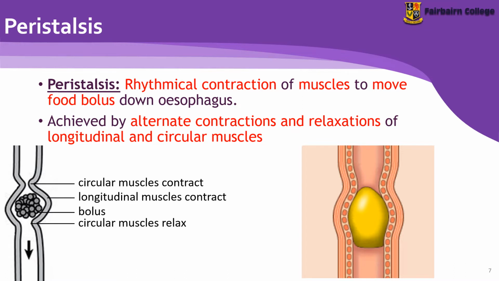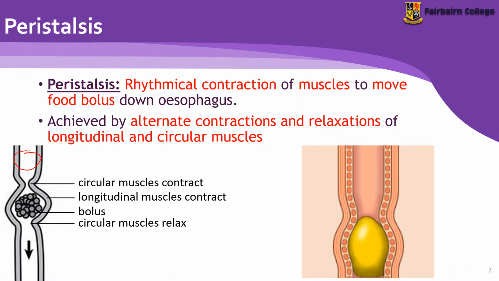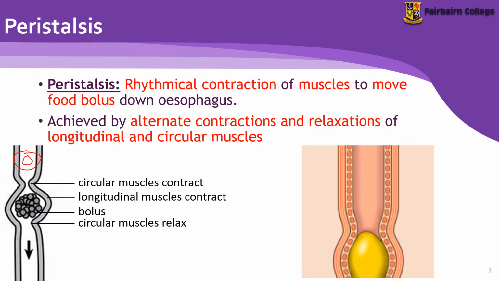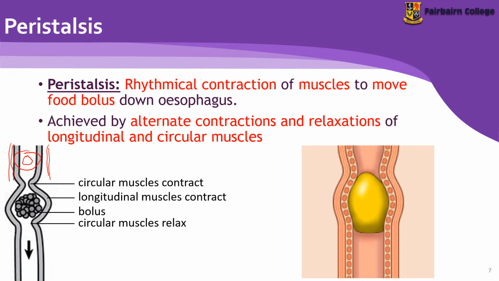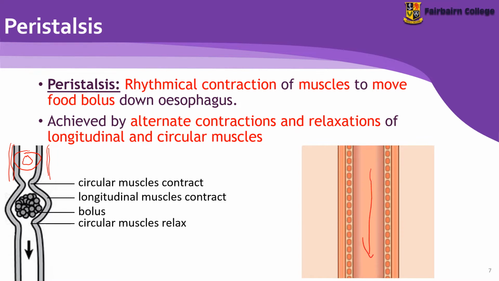The circular muscles are, as the name suggests, circular in their structure, meaning when they contract, they reduce the size of the ring, and this then pushes the food down the esophagus. The longitudinal muscles run longitudinally along the esophagus, so when they contract, they further push the food down the esophagus. So by alternating the contractions and relaxations of the circular and longitudinal muscles, it pushes the food down the esophagus.